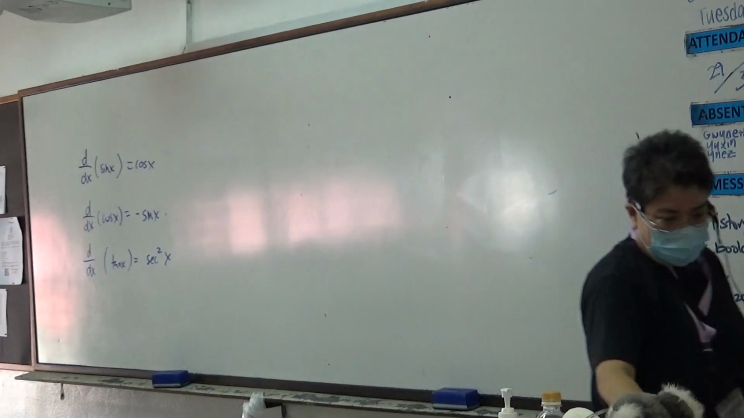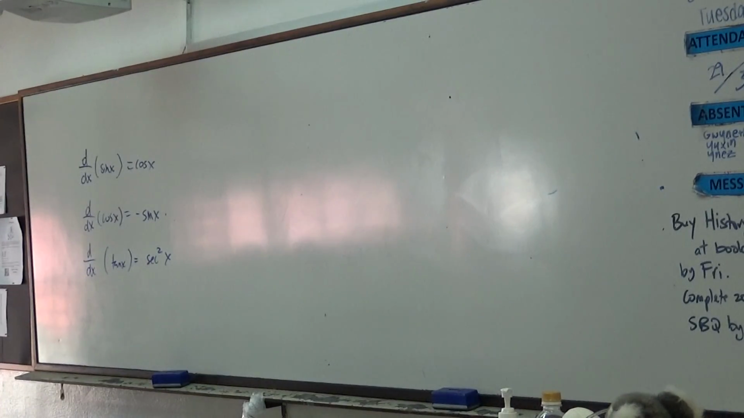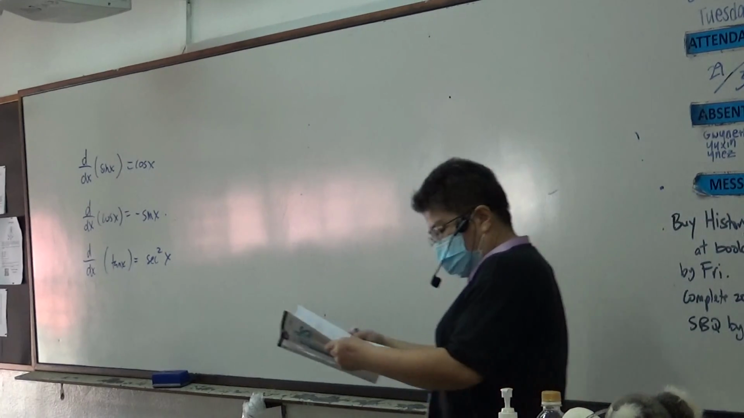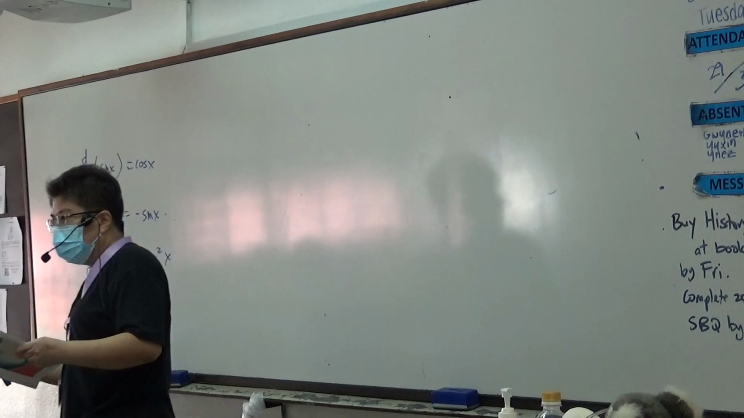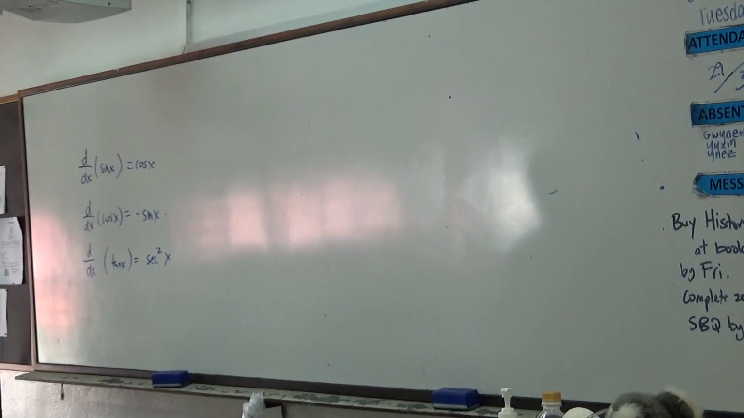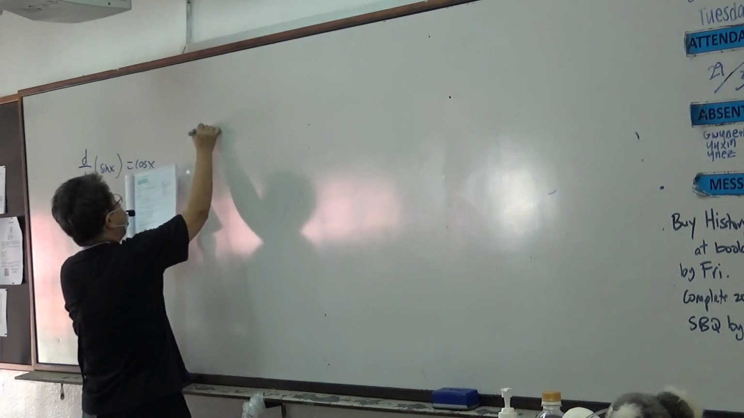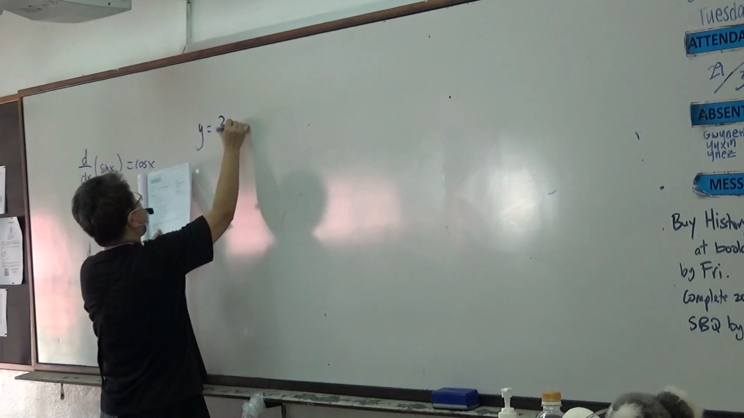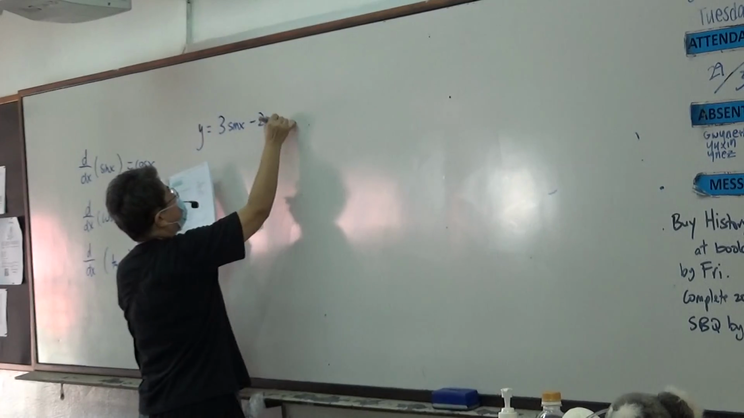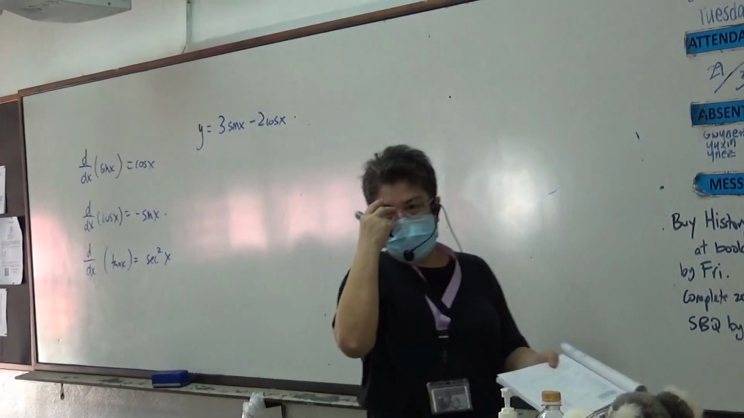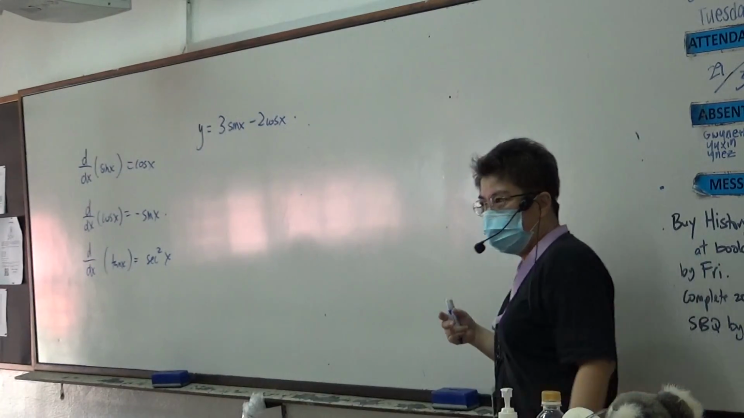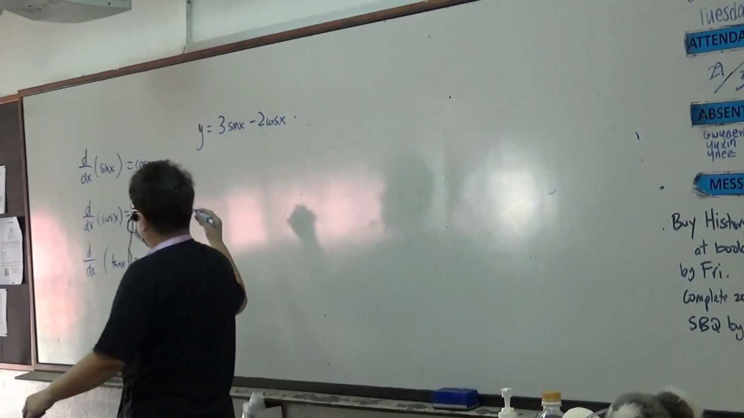Alright, let's take a look at the front first. Can you look at page 70? I'm going to concentrate on trig functions first. Now let's look at example 1. Supposing I have y equals 3 sin x minus 2 cos x. How am I going to differentiate this? All of you look up. Don't look at the textbook.